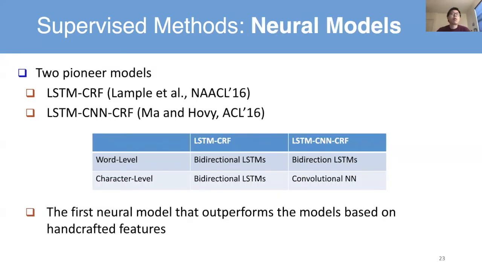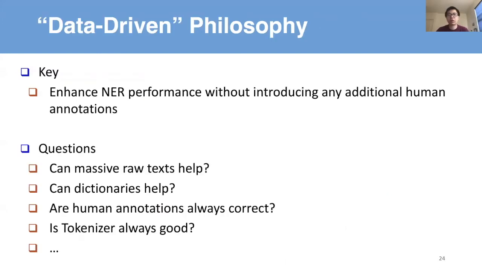There are two pioneer neural models, LSTM-CRF and LSTM-CNN-CRF. These two models are among the first neural models that outperform the models based on handcrafted features. The major difference between LSTM-CRF and LSTM-CNN-CRF is their character-level representation learning. LSTM-CRF uses a bidirectional LSTM for both word level and character level, while the LSTM-CNN-CRF model uses a convolutional neural network for the character level.